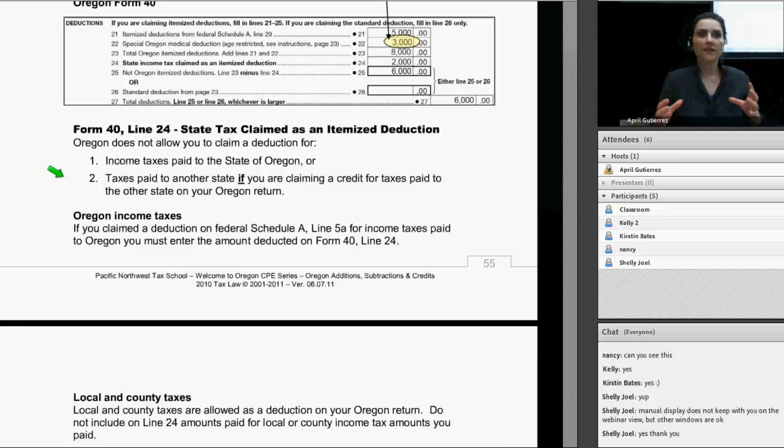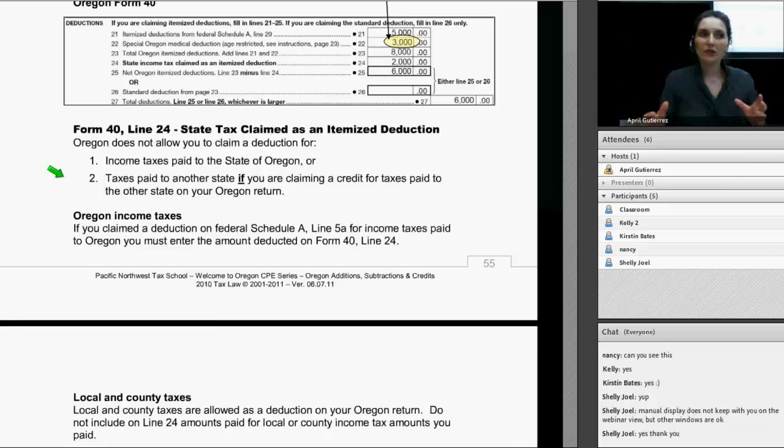wanted to give you in your mind an example of when you would claim a credit for tax paid to another state. You claim a credit for tax paid to another state when Oregon and the other state are taxing the same income. In order for that to happen, you typically either have to be a full year resident of Oregon with income from another state, so that the other state and Oregon are both taxing that income, or you have to be a full year non-resident of Oregon who is a resident of another state who has income from Oregon that both Oregon and the other state are taxing. That is the type of situation where you will have eligibility for a credit for tax paid to another state.